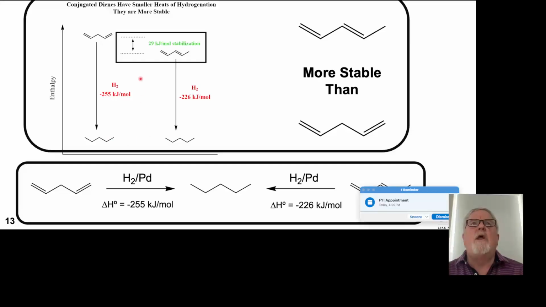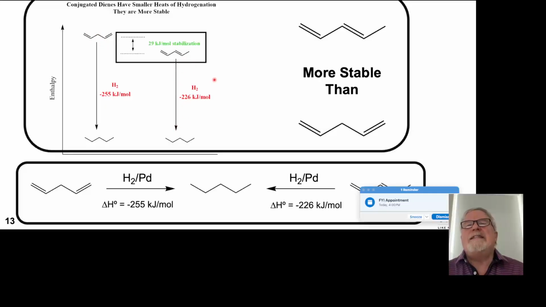And we find that when we do the hydrogenation of the isolated diene system, 255 kilojoules per mole of energy is evolved during the hydrogenation. But for the conjugated diene, there's 29 kilojoules less energy evolved, only 226 kilojoules per mole. So that's telling us that it's lower in energy. The conjugated system is lower in energy than the non-conjugated system.